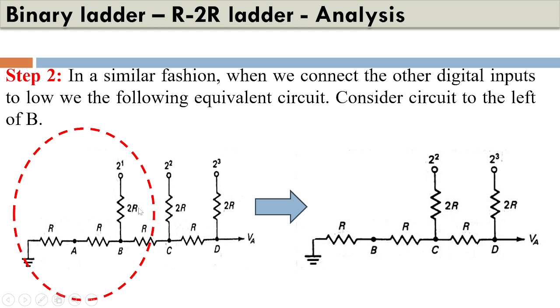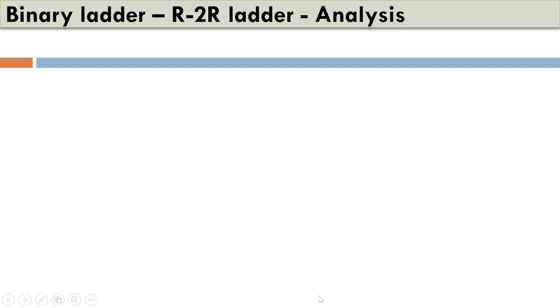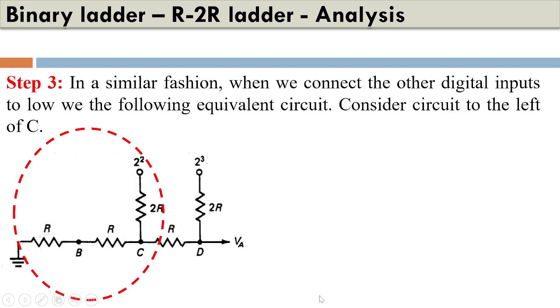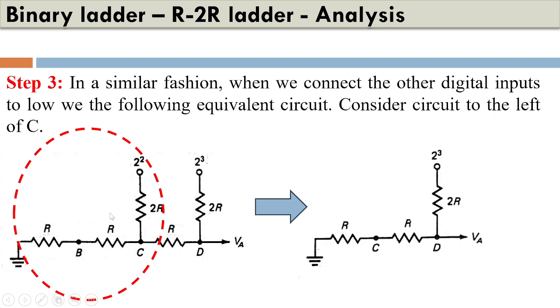Here also you can see we have 2R and we have 2R, and when we connect 2 to the power 1 to ground, this particular section is in parallel, and hence again this can be replaced with an equivalent value of R. So again, if we check the other section where we will now be connecting 2 to the power 2 to the ground, again to the left of C.